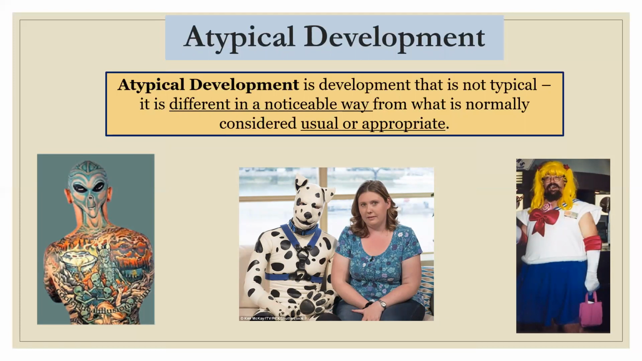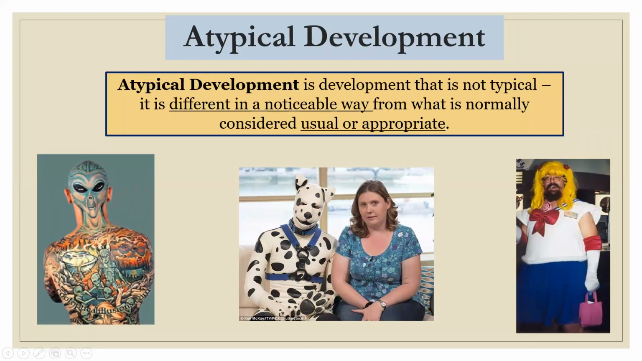It deviates or travels away from what we would normally define as usual or appropriate. Okay, so sometimes a person showing atypical development might act in a very unusual way. They might act in a very inappropriate way. So for example, if we look at the third picture here, this very old man dressed as Sailor Moon, it's a little bit atypical. It's not something you'll usually see.